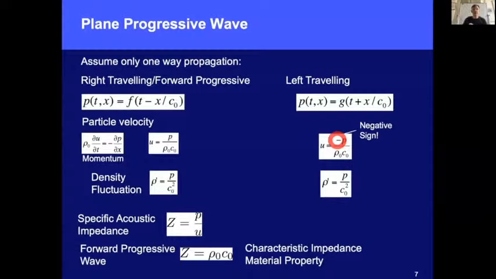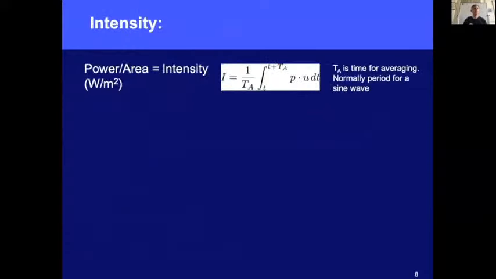And then the last variable we need that's associated with this is the power. Again, we make an analogy to electric circuit theory. For electric circuits, the power deposited in a component is the voltage times the current. And for acoustics, it's the pressure times the particle velocity. We tend not to use power itself, but the power per unit area, which is referred to as intensity. It has units of watts per meter squared in SI units.